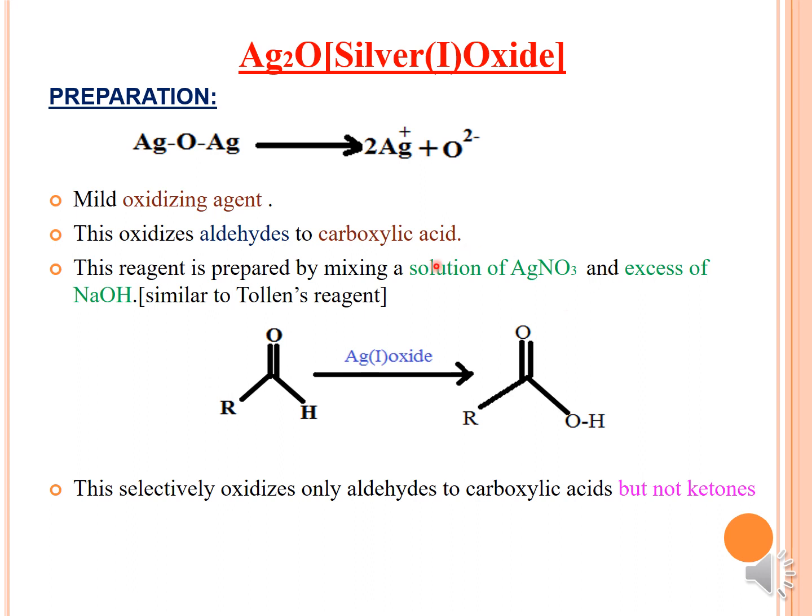Alright, and this reagent is prepared by mixing a solution of AgNO3, silver nitrate, with excess NaOH, which is also known as the Tollens reagent. Remember, this Tollens reagent we will use for the confirmatory test of the carbonyl compounds. Okay, so we will do the carbohydrates test for checking the presence of aldehydes and ketones. For that we will use this reagent, the silver nitrate test or the Tollens reagent test.